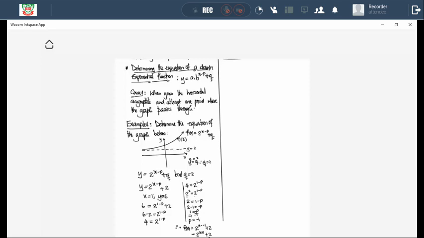Right, now let's look at this. Determine the equation of the graph f, equal to a times b to the power of x plus q, right?